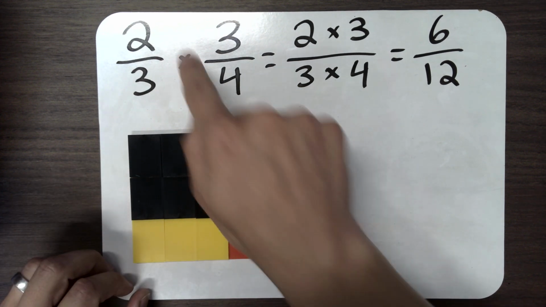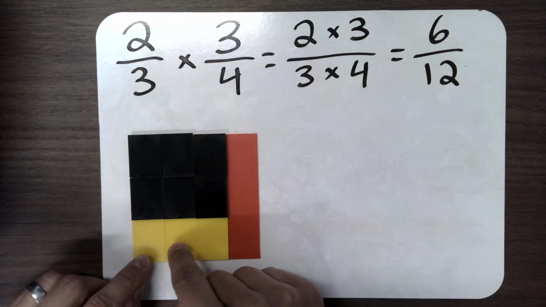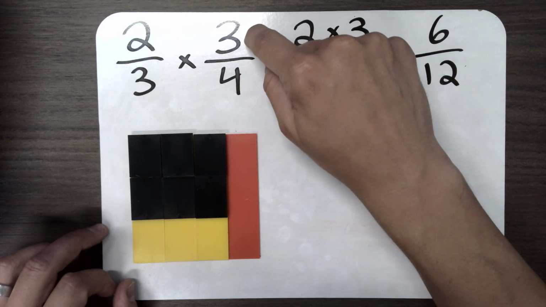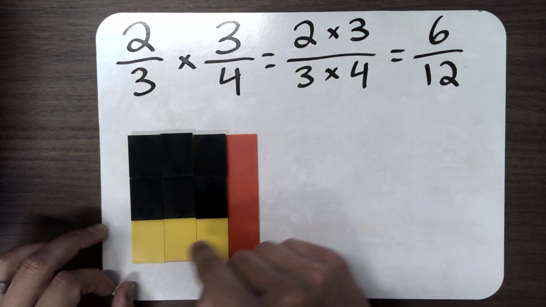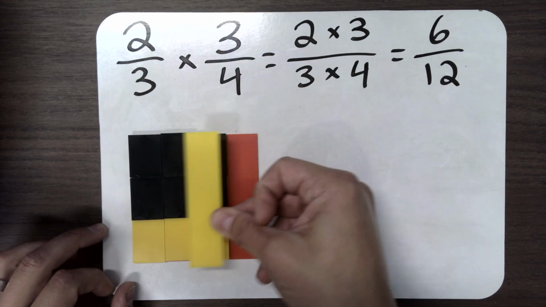as multiplying our numerators, right? I originally just had 3 parts shown, right? That's what the numerator means, is the number of parts that we have. I originally just had these 3 yellow parts shown, right? These full yellow strips, right? 1, 2, 3.